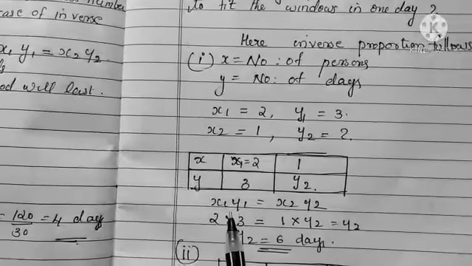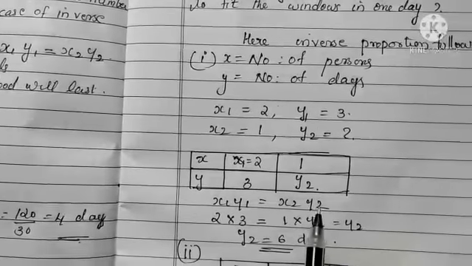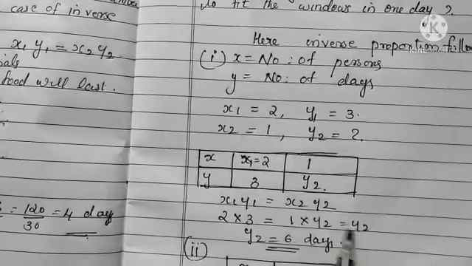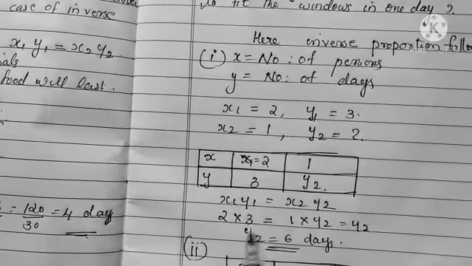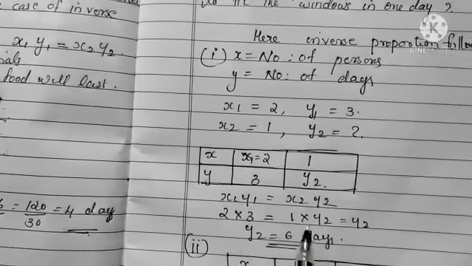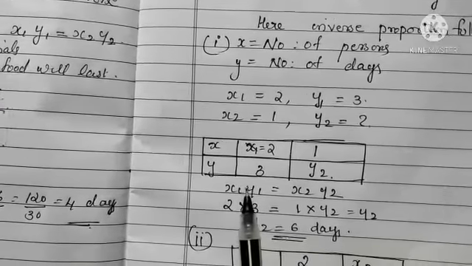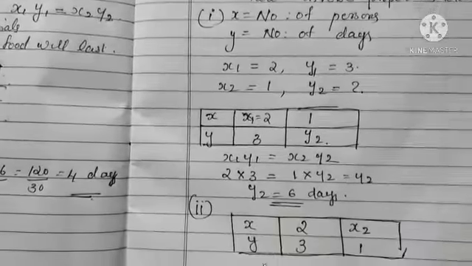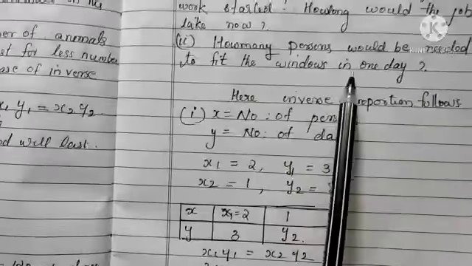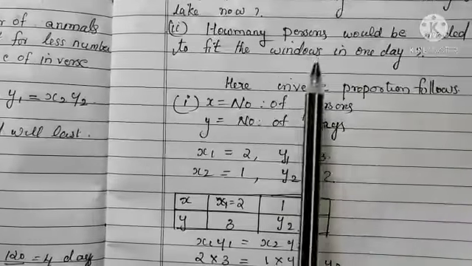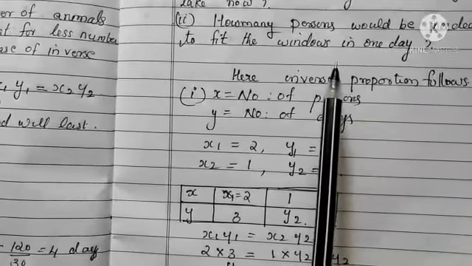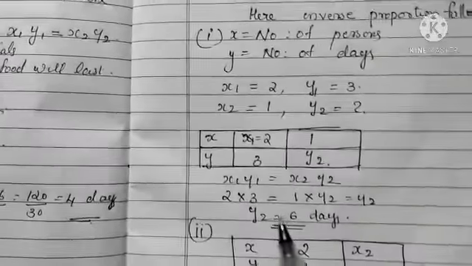Apply the values in the condition x1 y1 is equal to x2 y2. 2 into 3 is equal to 1 into y2, and 1 into y2 means y2. So y2 is equal to 2 into 3, that is 6 days. So 1 person will complete the work in 6 days. Next case, second case. How many persons would be needed to fit the windows in 1 day? The number of days became 1 day. Then how many persons will be needed there?